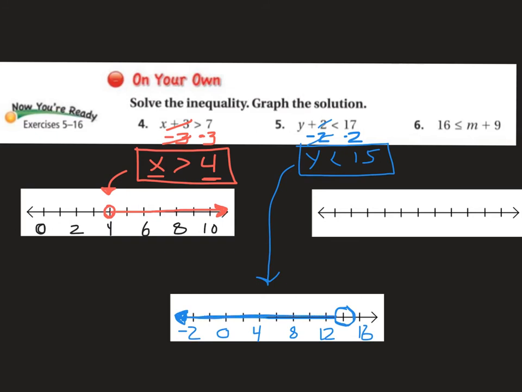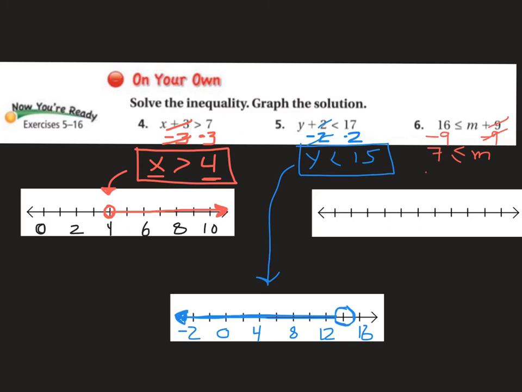Okay, let's do our last one here. All right, and our last one here, we have 16 is less than or equal to m plus 9. So since we're adding our 9 right here, we're going to subtract 9 from each side. And what that does, it's going to cancel out these 9s here, so we get left with an m on this side. And 16 minus 9 is going to be 7. And this says 7 is less than or equal to m.